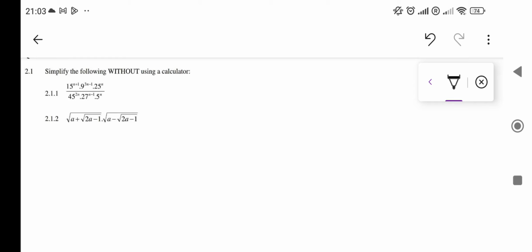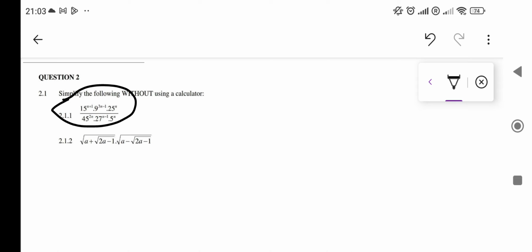Okay, grade 11s, we are simplifying the following expressions. We'll deal with the first one, 2.1.1. As soon as you see that, there are certain ideas you must already have. So you see all of our bases are different, right? So that already gives you an idea. You want to have same bases, okay?